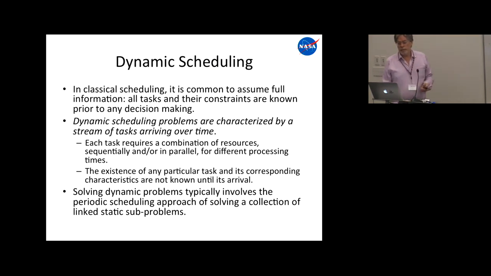Okay. So let me just briefly characterize what I mean by dynamic scheduling. In classical scheduling, it's common to assume full information. You know all the tasks that need to be scheduled, you know all their constraints prior to any sort of decision making, and then you take that as input, crank it through a scheduler, and you produce a schedule. Dynamic scheduling problems are characterized by a stream of tasks arriving over time. Brian mentioned, I think, in the last talk, think of the problem of scheduling robots in an Amazon warehouse for package picking up and delivery. So when orders keep coming in continuously, stochastically, you don't know what the order is going to be, you don't know when it's coming, but they come in continuously, and you have to schedule robots to go out and pick up the packages and deliver the packages to the loading bin or whatever. So that would be an example of a dynamic scheduling problem where you don't have all the inputs in advance. The inputs are arriving continuously.